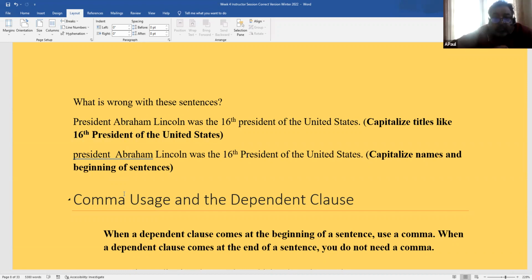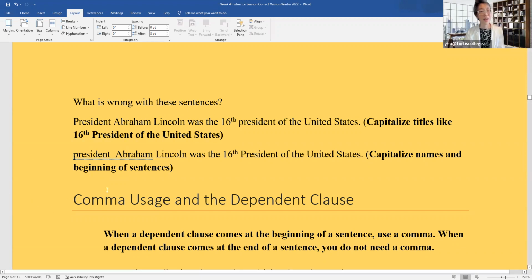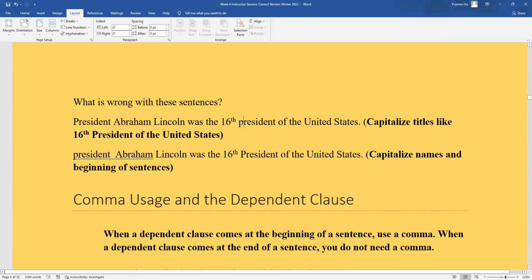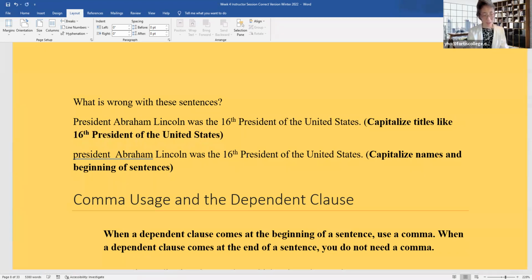Anybody? Nothing wrong with the first one. 16th. Oh, the president. President needs to be capitalized. Yes. So here, this needs to be capitalized with the 16th president, because 16th president, 41st president, 32nd president, that it's considered a title. That's why you hear the newscasters say President 45, which is Trump. President 40, is that right? Yeah. Anyway, President such and such. Anyway, so 16th president has to be capitalized.